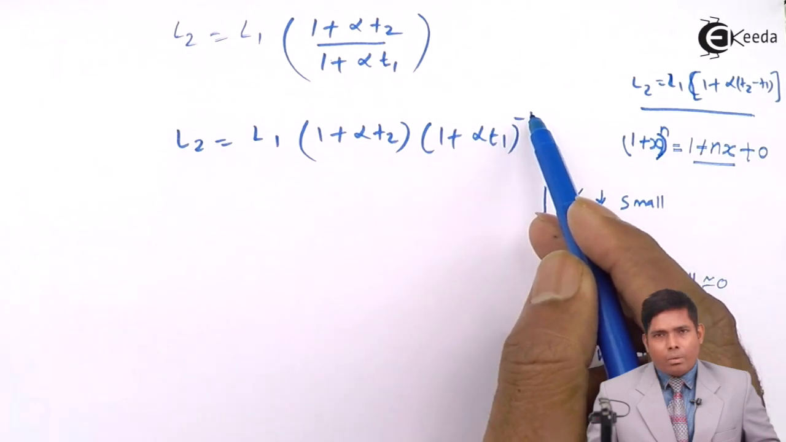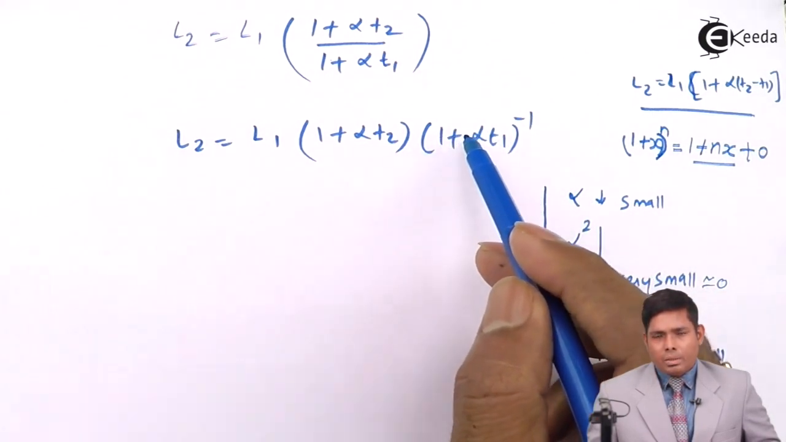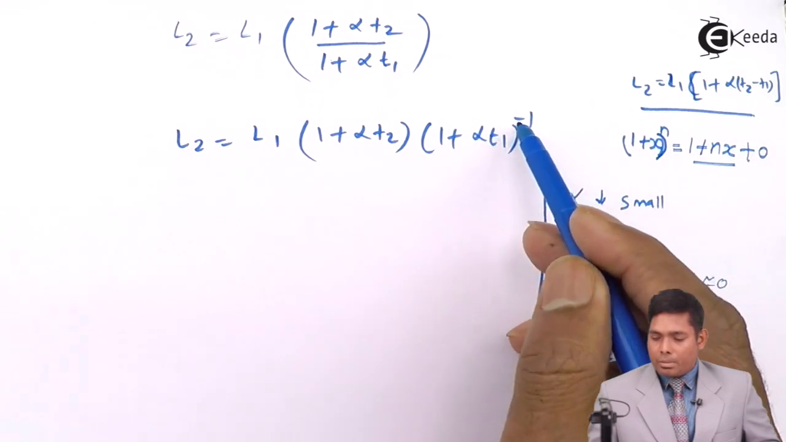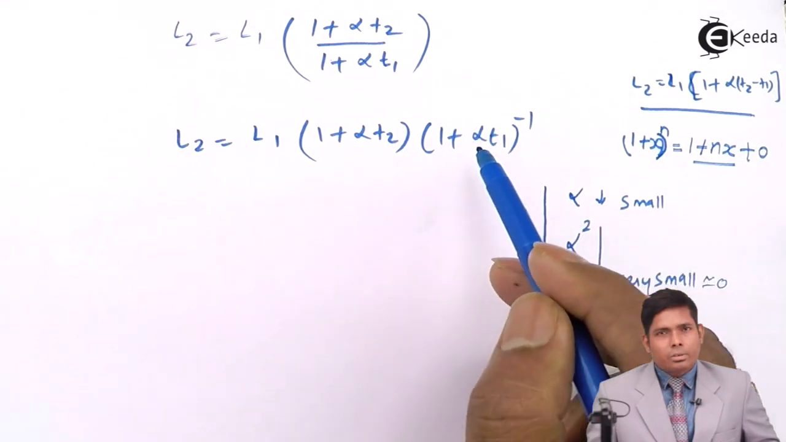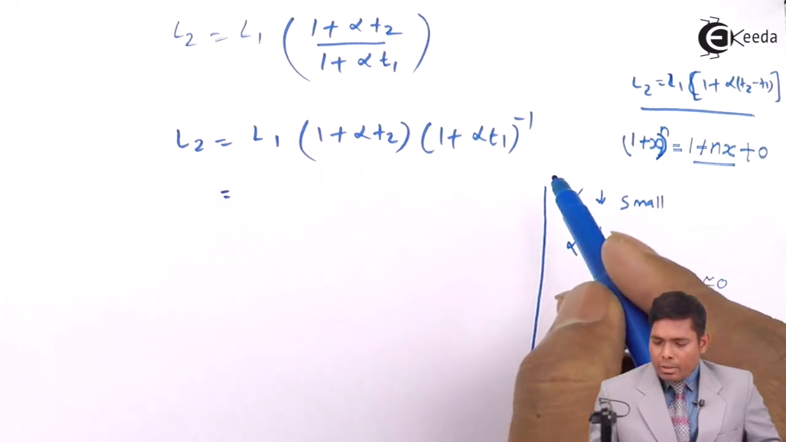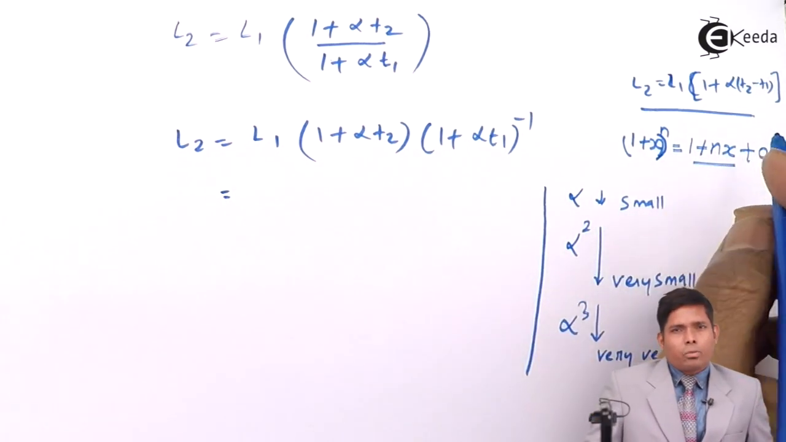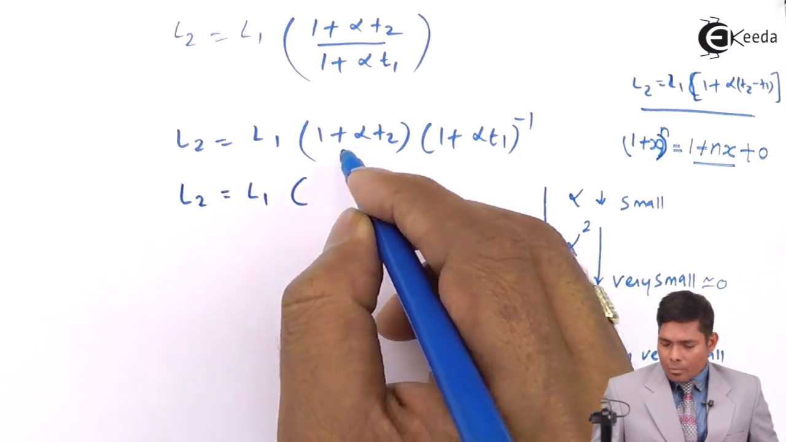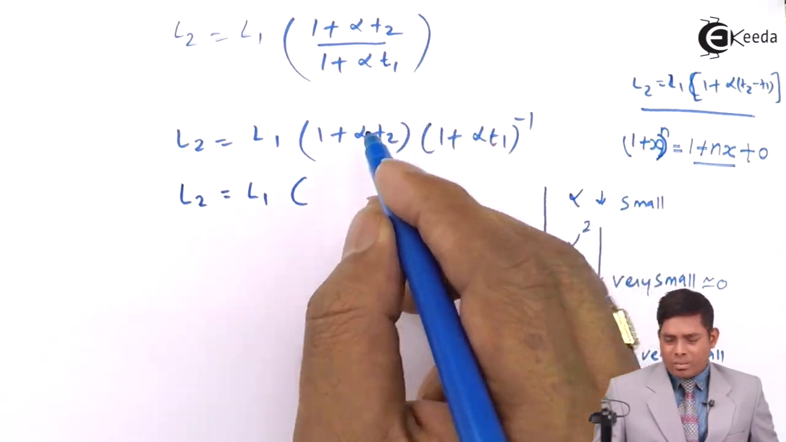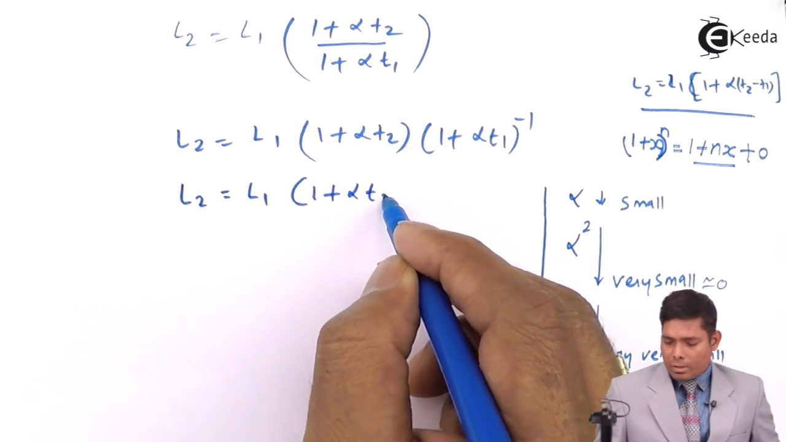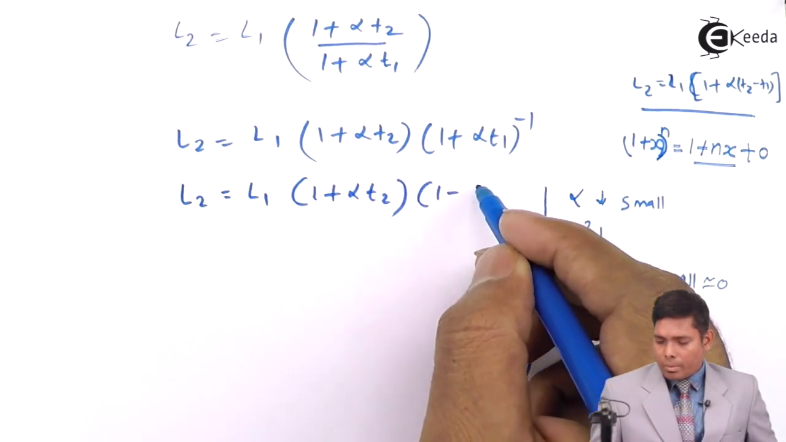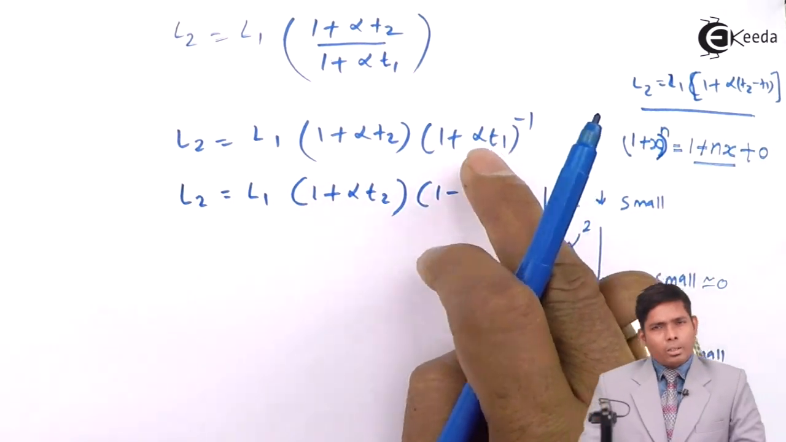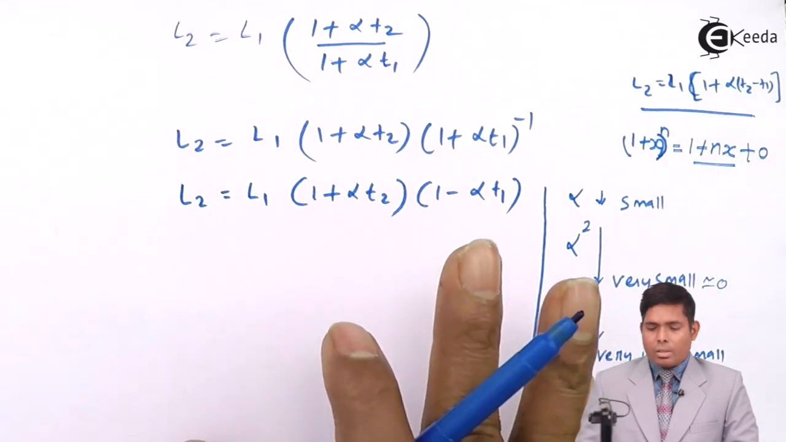we can write (1 plus x) to the power n as 1 plus n x. Here n is minus 1, multiplied with this term, so it becomes negative. So you write it like that using the binomial theorem for small index. You write this L2 as L1, this will remain the same because the power is 1, 1 plus alpha t2, and this one will become 1 minus alpha t1. This minus 1 is already multiplied to the second term. This is the approximation that we made.